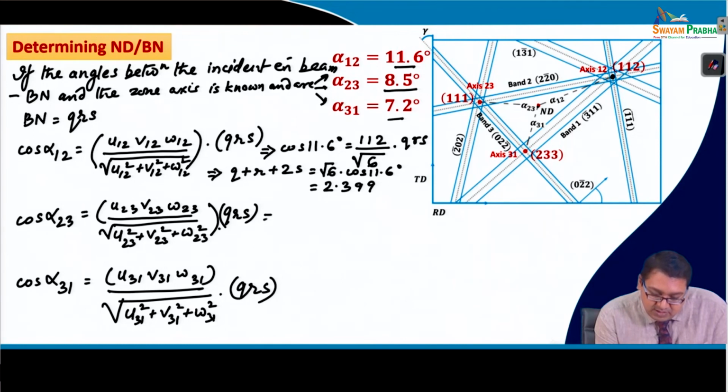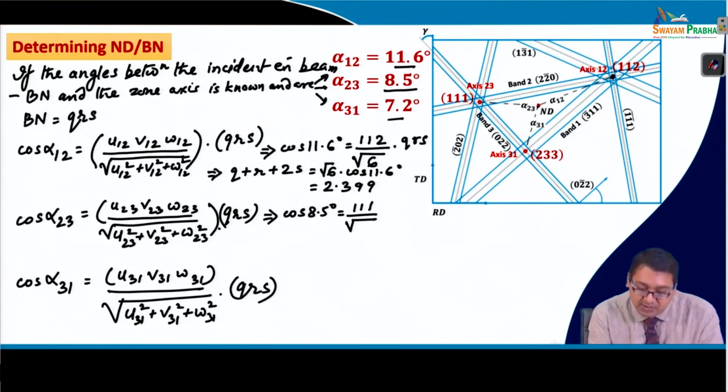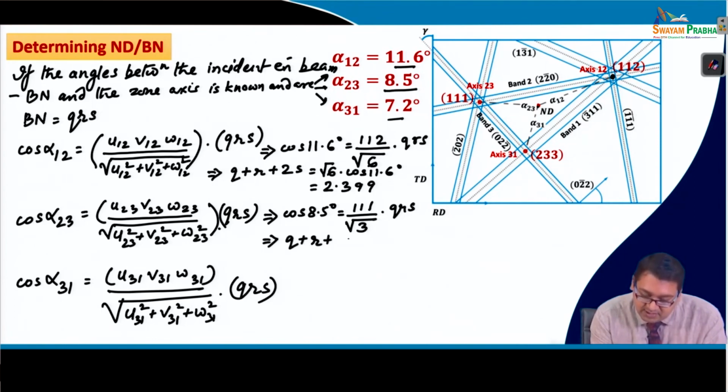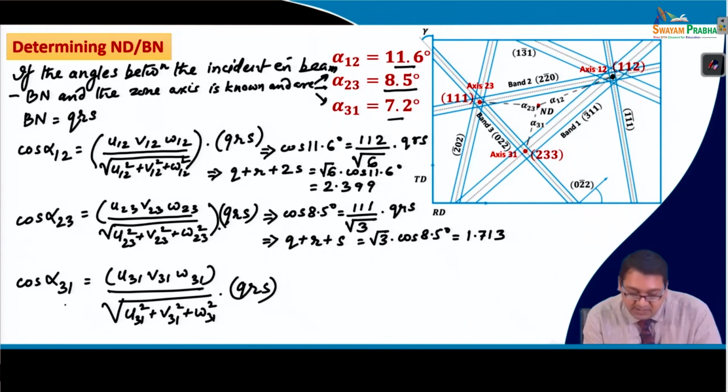Now, in this case, cos of alpha 2 3, which is 8.5 degrees, with U 2 3, V 2 3, W 2 3 being 1 1 1, so it is 1 1 1 divided by root of 1 square plus 1 square plus 1 square, that is root of 3, times the dot product with Q, R, S. So, Q plus R plus S is equal to root 3 times cos of 8.5 degrees, which I have calculated to be equal to 1.713, right.